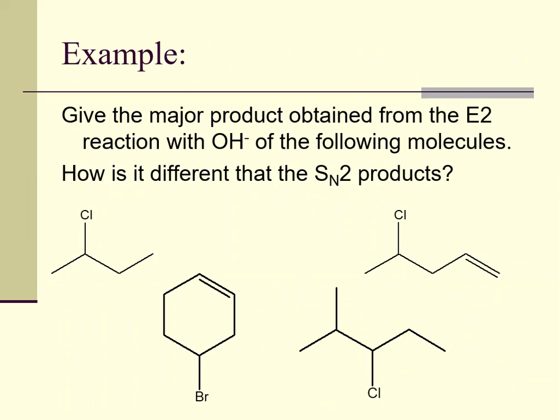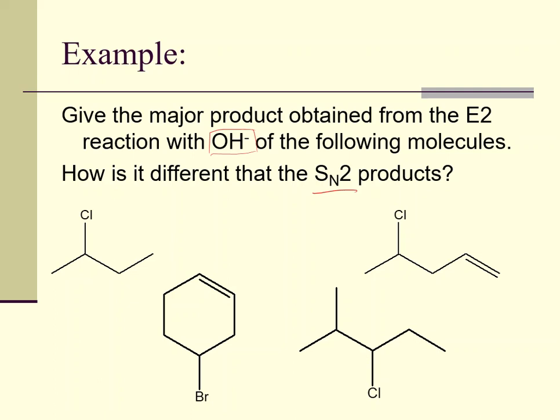It says, give the major product obtained from the E2 reaction. Remember, that's what we've been doing this whole time. With OH. OH is pretty petite, little, very strong, very attractive. Of the following molecules. And how is it different than the SN2 products? And the reason they say SN2 is because, folks, this is an OH group, and that's a strong nucleophile, and it promotes SN2 whenever they can happen.